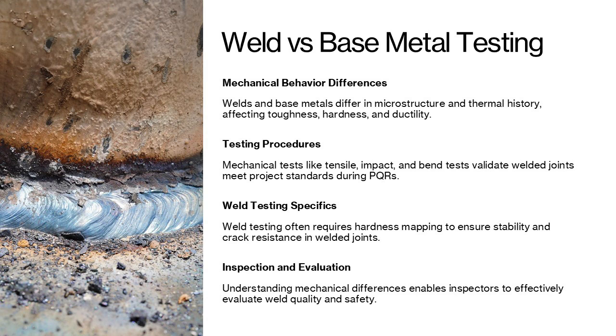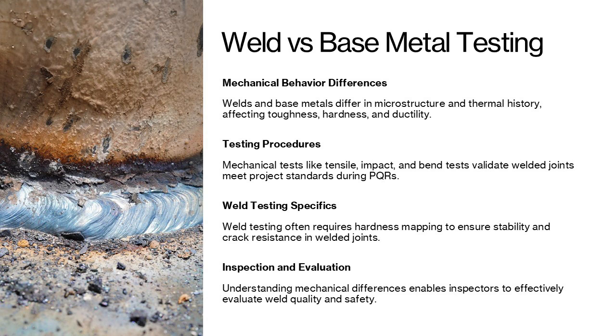Welds and base metals exhibit different mechanical behaviors due to differences in microstructure, heat input, and metallurgical transformations. As such, they require distinct acceptance criteria during mechanical testing. Base metals are typically more homogeneous, while welds include weld metal, heat-affected zones, and varying thermal histories. Inspectors and weld engineers must recognize that toughness, hardness, and ductility can vary significantly across these regions.